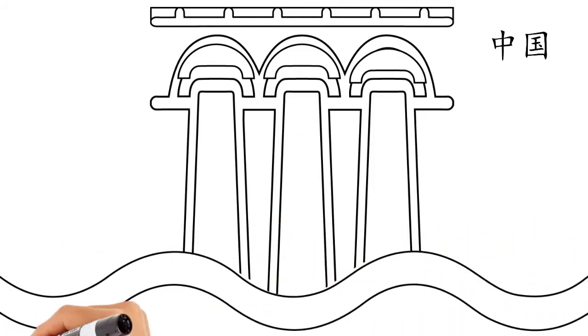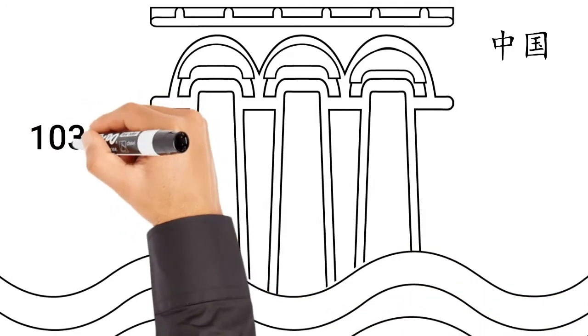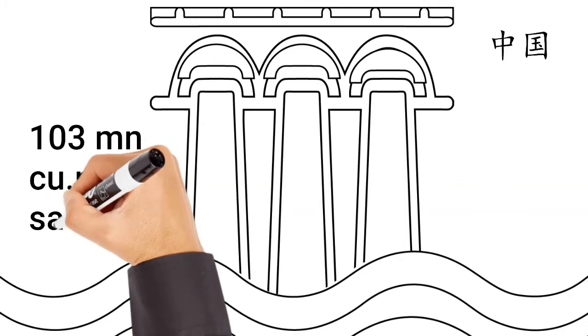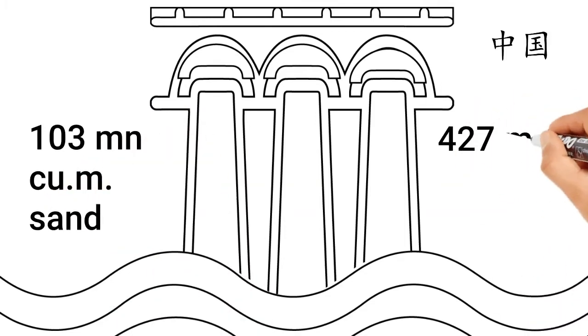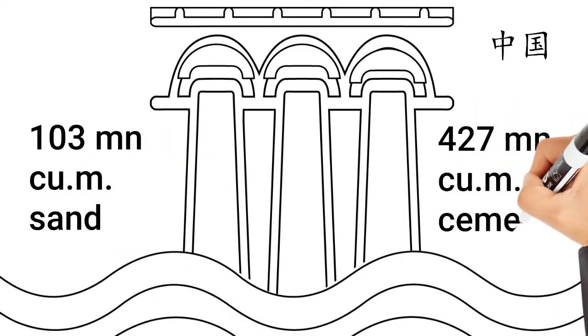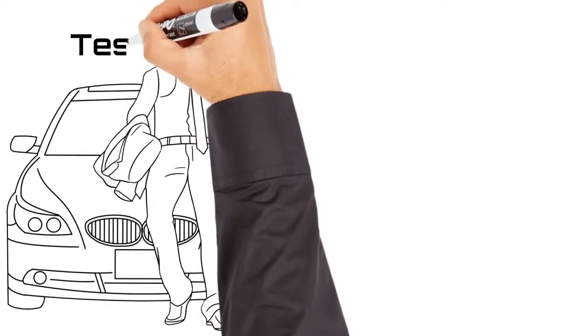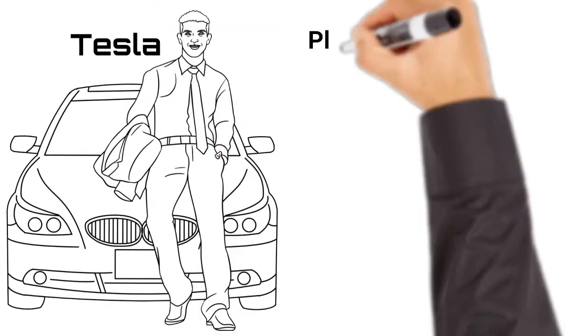It is how the planning of Three Gorges Dam, the world's largest water conservation project in China, was done to remove 103 million cubic meters of sand and pour 27 million cubic meters of cement. It is how the first Tesla car design was completed in 2003 and moved for mass production.